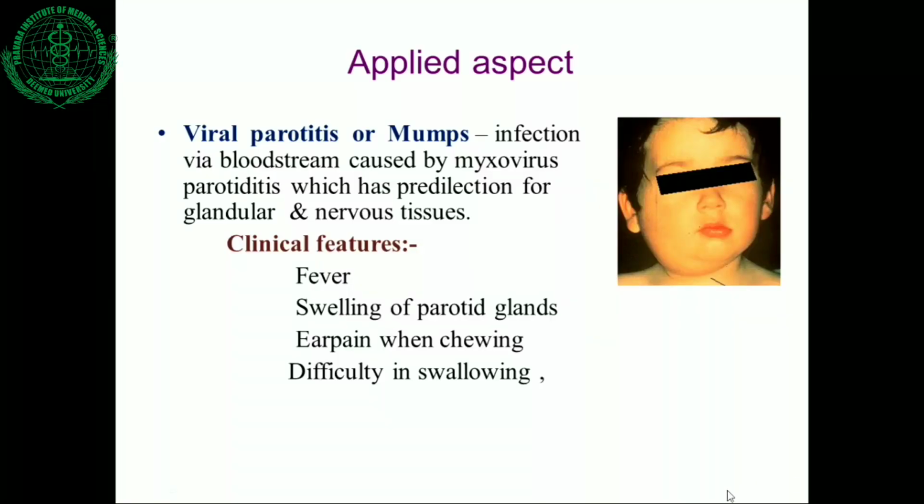Then regarding viral parotitis, the causative organisms are myxoviruses. These myxoviruses infect the parotid gland via the bloodstream. It affects the glandular and nervous tissue. The different clinical features of parotitis are fever, swelling in the parotid gland, ear pain while chewing, and difficulty in swallowing.